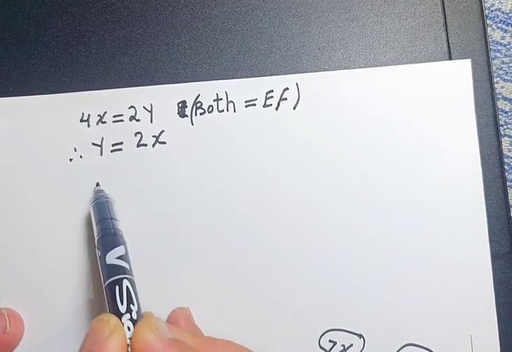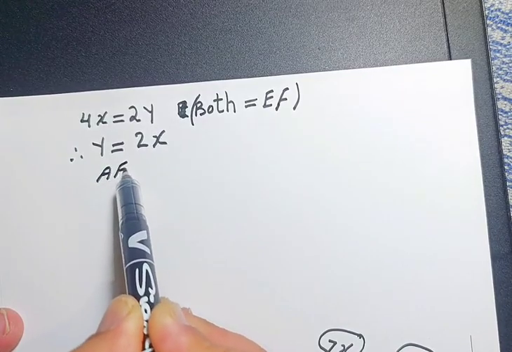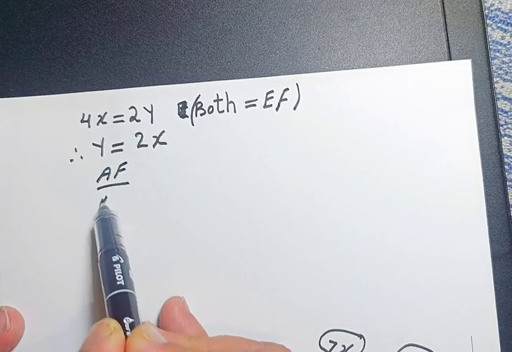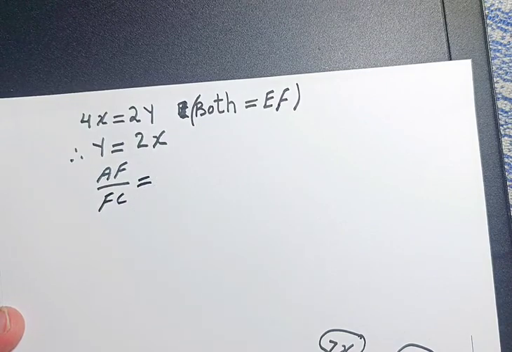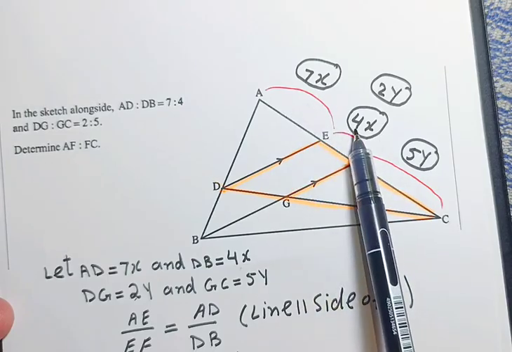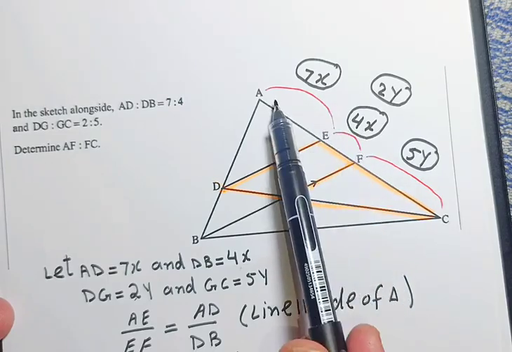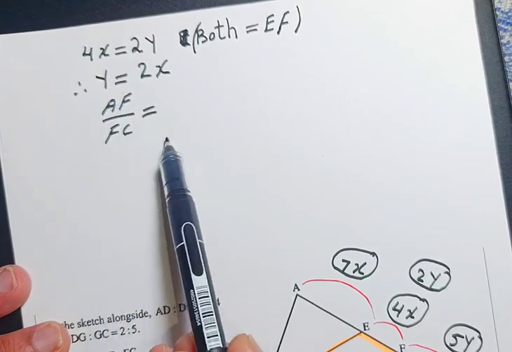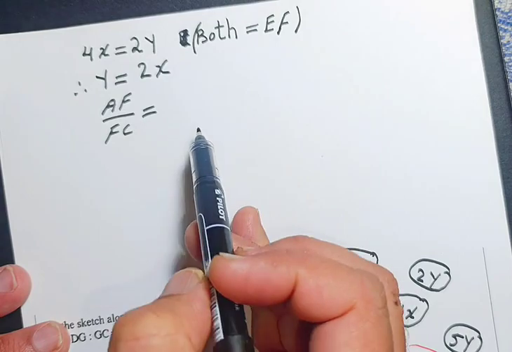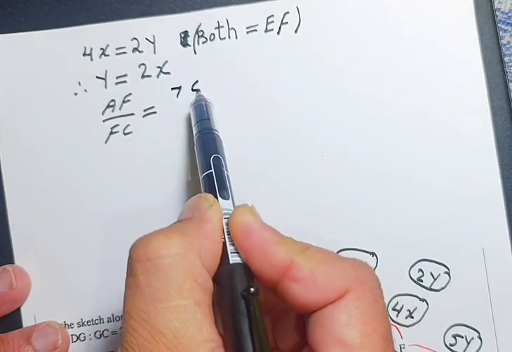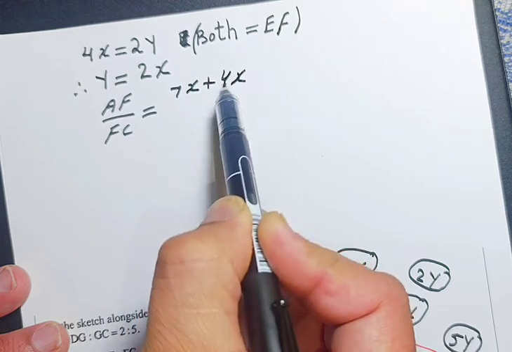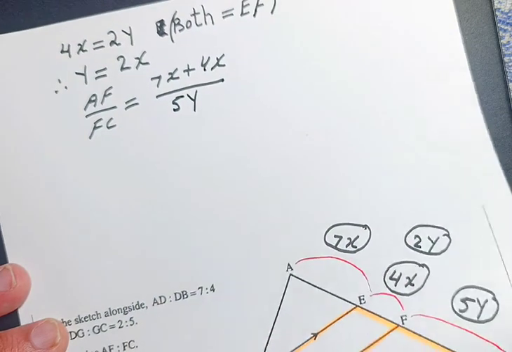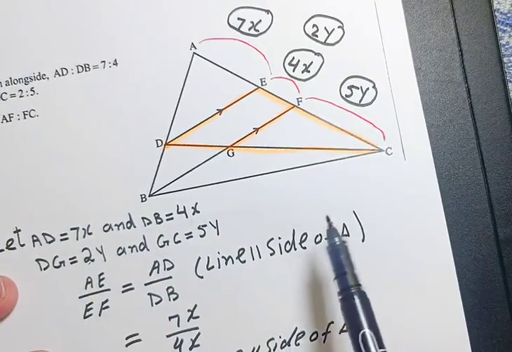Now we can write the AF. We need to find the AF ratio FC, which means AF over FC. A to F we have 7x plus 4x, that's going to be AF. Because we isolated y, we're going to write in terms of x now. So it's going to be 7x plus 4x over FC, and FC is 5y.